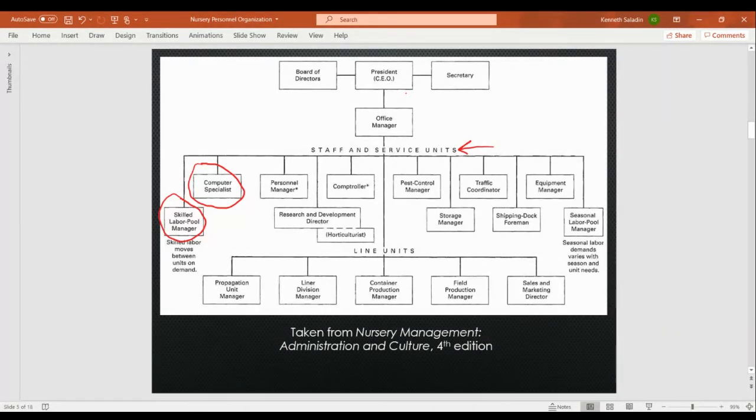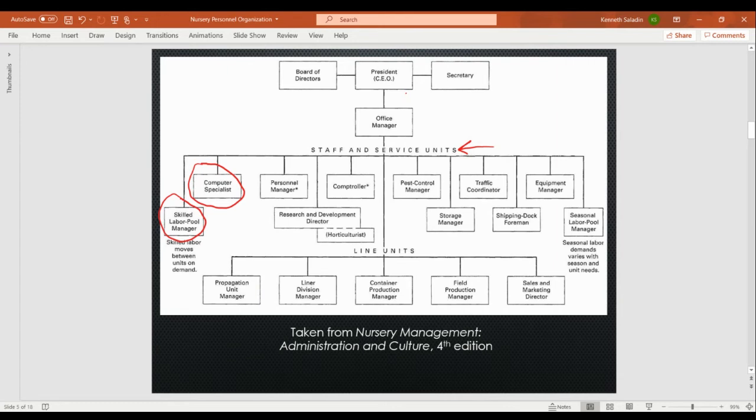So the computer specialist would be maintaining the inventory, because when a customer calls the nursery, people are going to have to get onto their computers. They're going to have to look at the nursery's inventory and determine whether or not they have the products that the customer is asking for. So very important to maintain the inventory, and that would be the job of the computer specialist. Now, there may be other technology aspects apart from the inventory that this position might be responsible for as well.